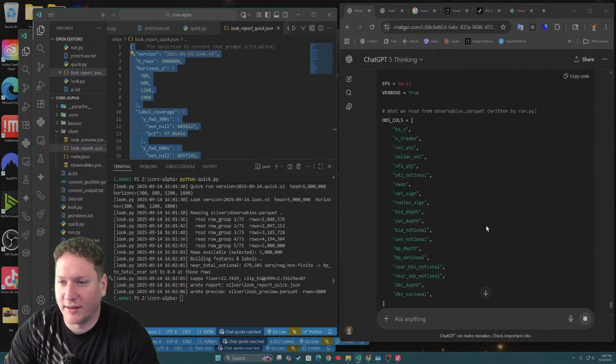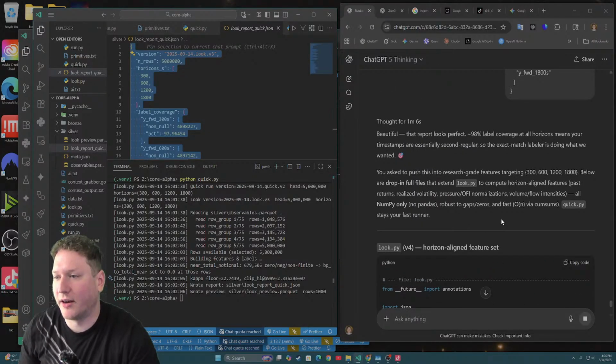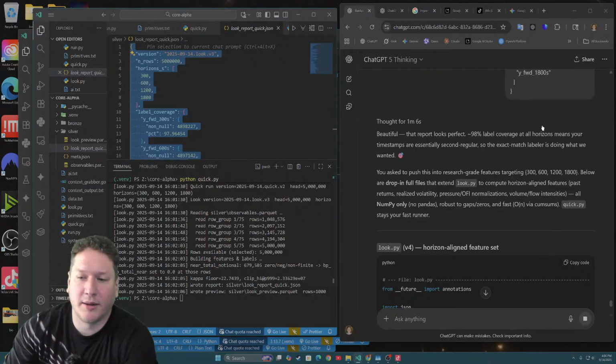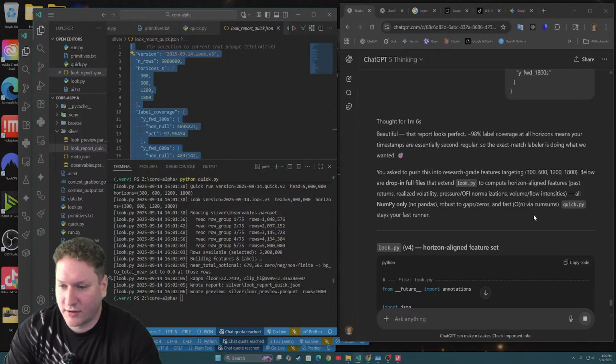What is this saying here? Okay, beautiful. Report looks like 98% label coverage. Okay, all that horizons mean your timestamp is essentially second regular, so the exact match labeler is doing what we wanted. Perfect. You asked to push this into research grade features, targeting. Okay, below is a drop-in extension to compute horizon aligned features, past returns. Okay. Cool.